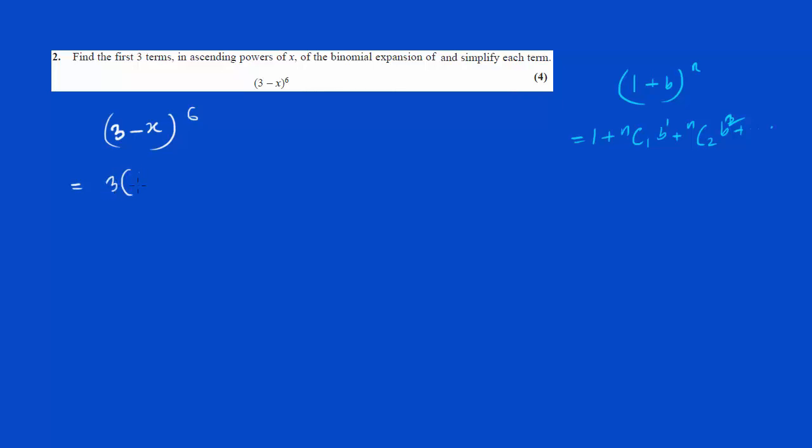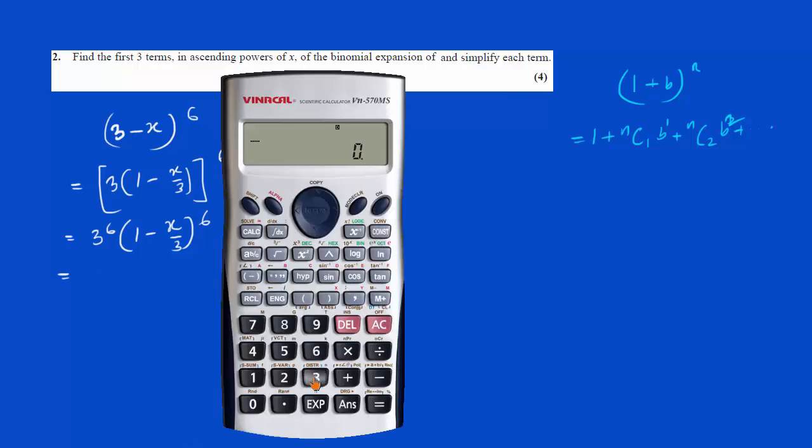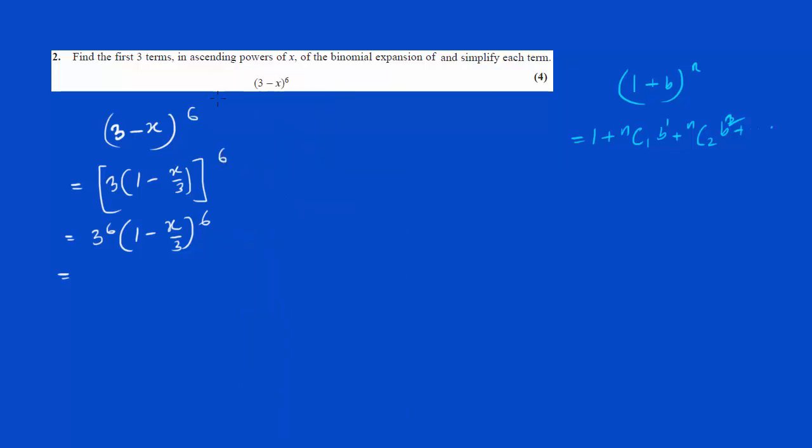Let's take 3 common. It would be 1 minus x by 3, and we have the whole thing to the power 6. The next step would be 3 to the power 6, 1 minus x by 3 to the power 6. Now 3 to the power 6 is 729. So 729, and this is going to be 1 plus nC1, which is 6C1, b is minus x by 3, remember the negative sign also, plus 6C2 minus x by 3 squared.